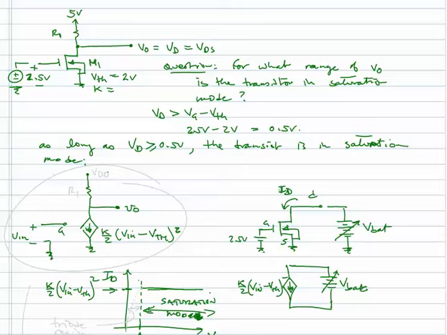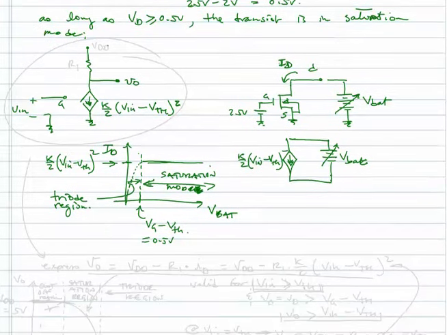Now once I go below 0.5 volts, I'm no longer in the saturation region, and I haven't described what that looks like. I'll just put in a kind of dotted curve, but this region here is actually called the Triode Region, and we're not going to explore that right now.